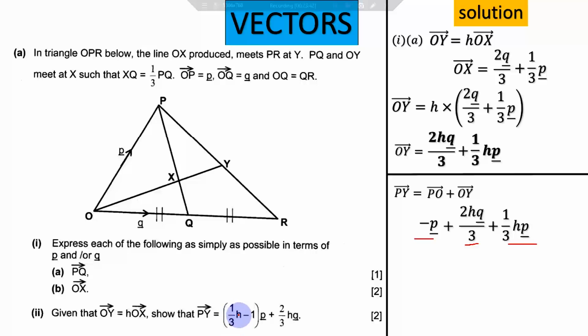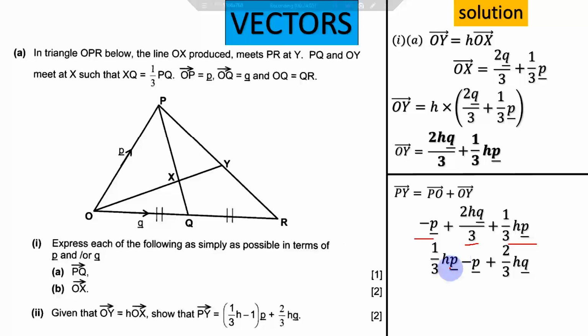Have you seen what is happening here? The 1 over 3H minus 1, and then there's the P outside. So meaning it is these two. There's a positive at the beginning, so 1 over 3HP is the one which is at the beginning. Then here where there's minus 1, it means it's the negative P. The 2HQ over 3 has not been touched, so it goes at the end.